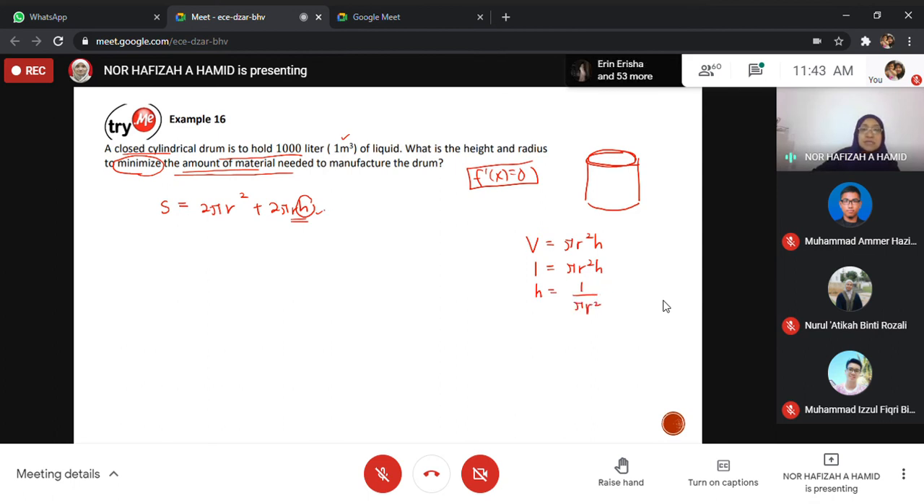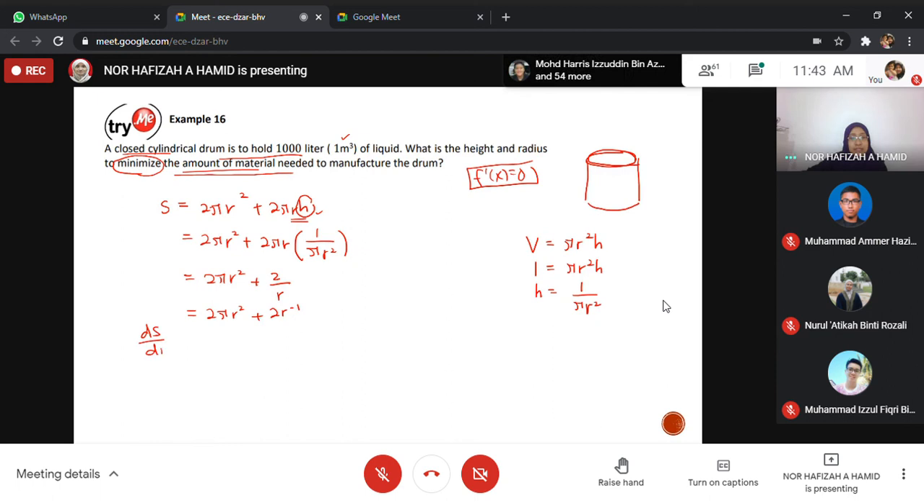Okay, so substitute kat sini, equal to 2 pi R square plus 2 pi R. So substitute H with 1 over pi R square. Okay, so equal to, you simplify. Okay, equal to 2 over R. Also equal to 2 pi R square plus 2R negative 1. Okay, so from S, you boleh calculate ds over dr is equal to 0. Ni saya nak determine the critical number.